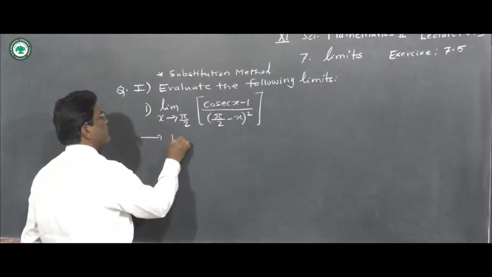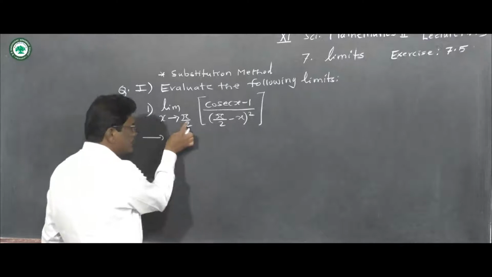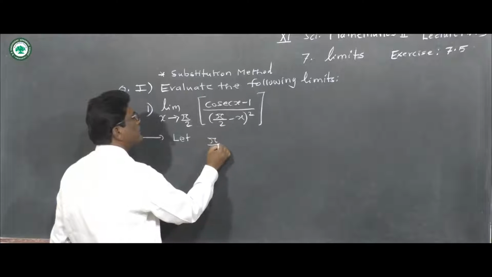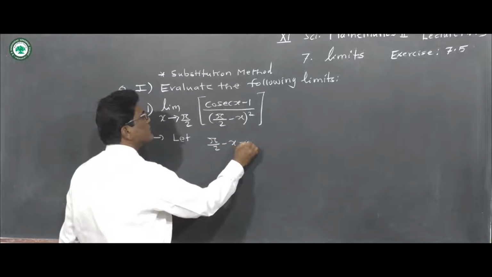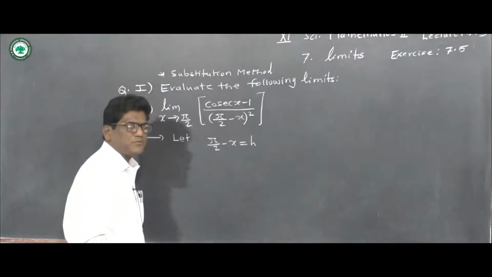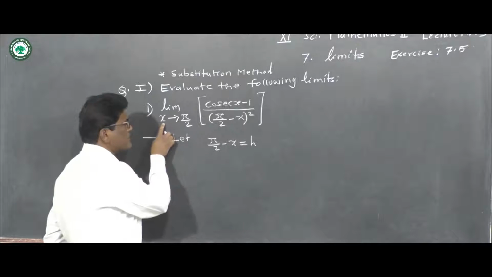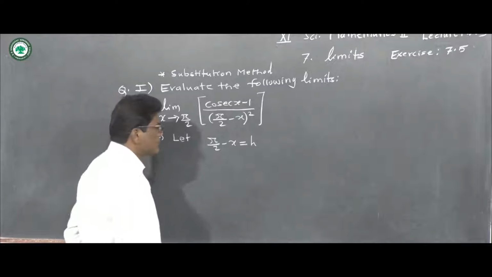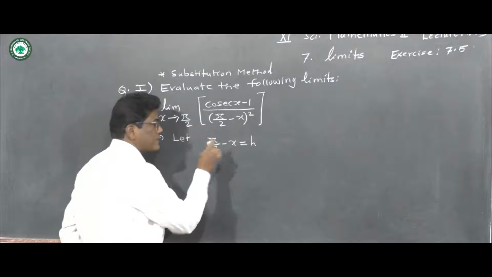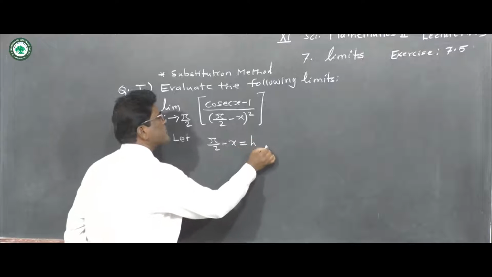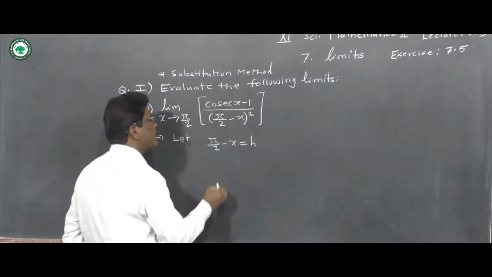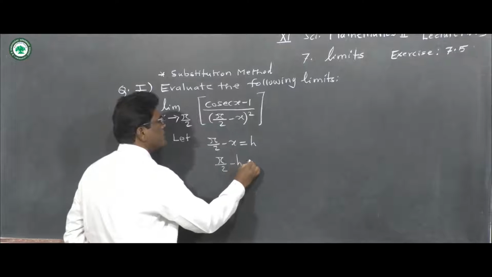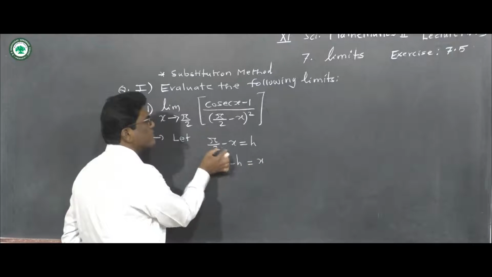So now let us always take this pi by 2 minus x. Here it is pi by 2 minus x, that is equal to h. Use this substitution always. Suppose x tends to a, then a minus x is equal to h. So we get pi by 2 minus x is equal to h. We carry this x to the right hand side and h to the left side. So we get pi by 2 minus h is equal to x.